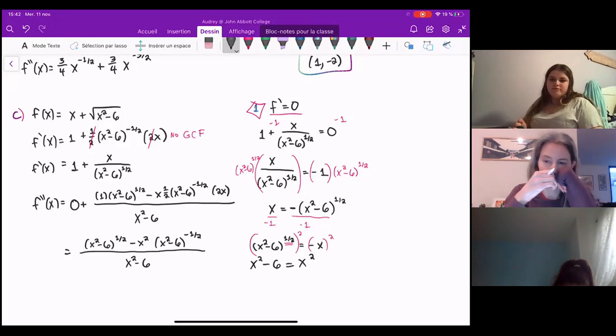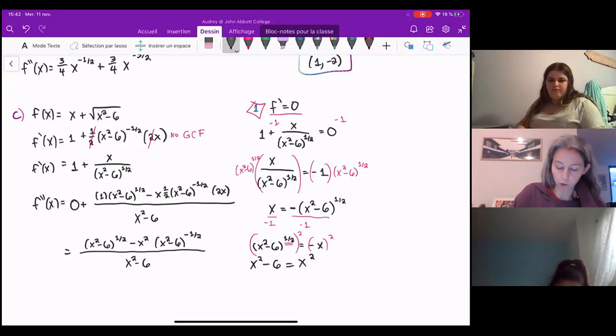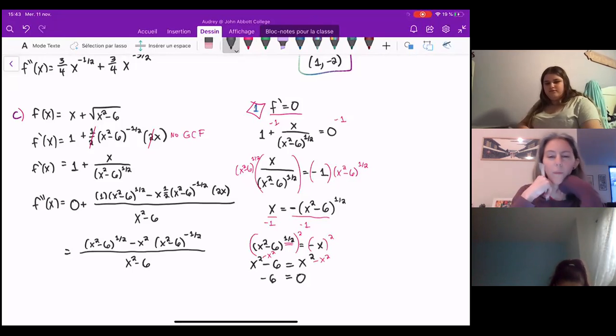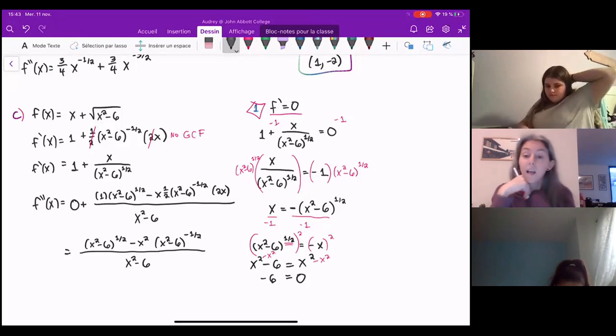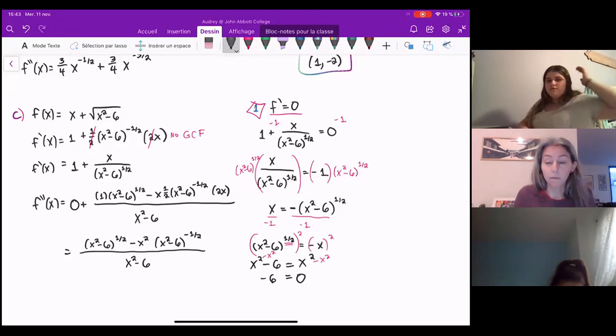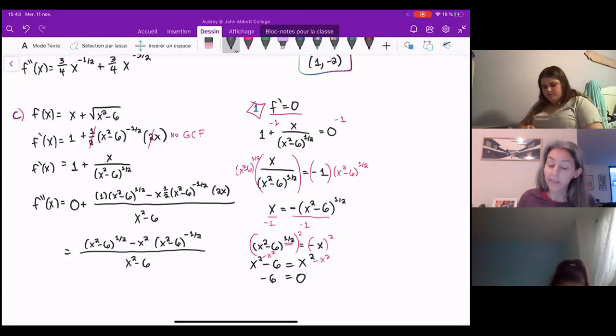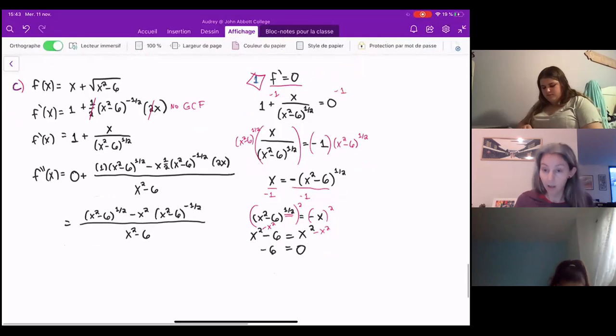Now what happens? What happens if I subtract x squared from both sides? What do I end up with? I get -6 is equal to 0. You got it, it doesn't exist. And sometimes that's going to happen. The x is just gone, and I ended up with something that's not true. And this can happen, and does happen.